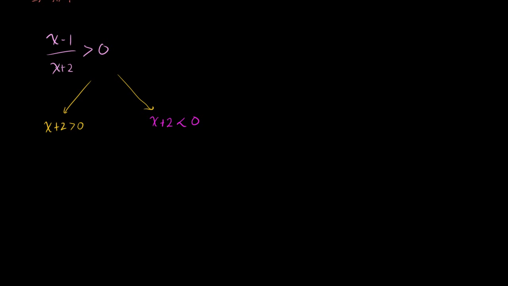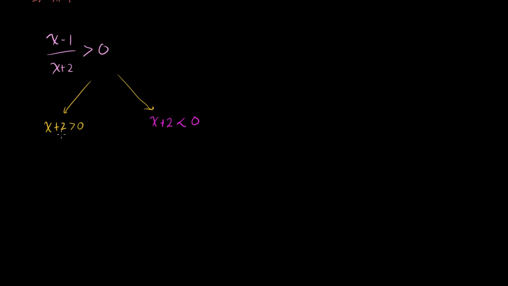These are the two possibilities for x plus 2. Actually, in no situation can x plus 2 equal 0. If x plus 2 were to be equal to 0, then this whole expression would be undefined. And so that definitely won't be a situation that we want to deal with. It would be an undefined situation. So these are our two situations when we're multiplying both sides.